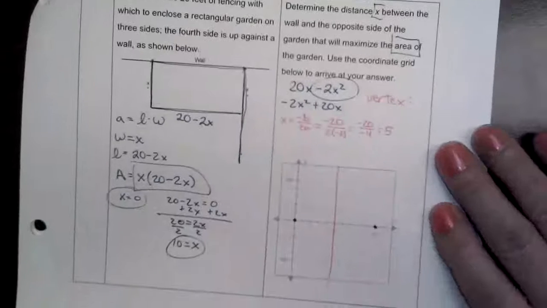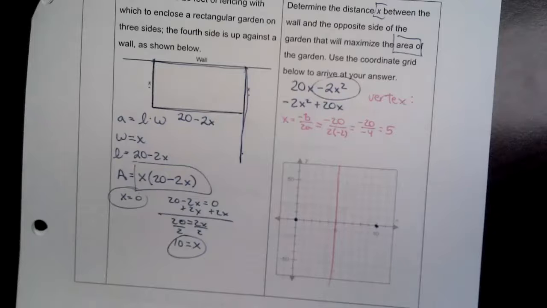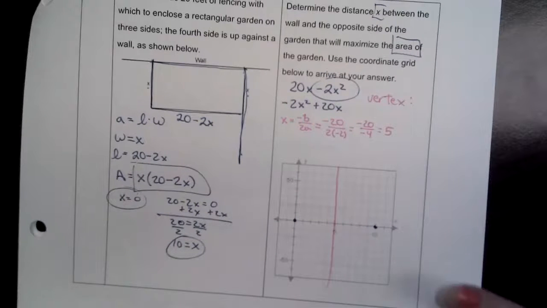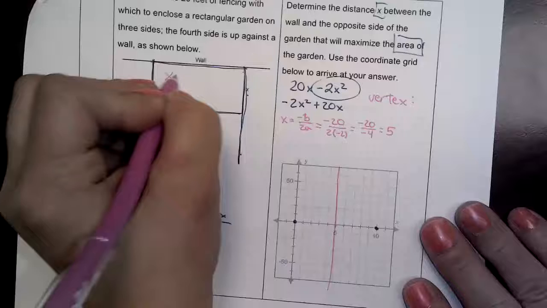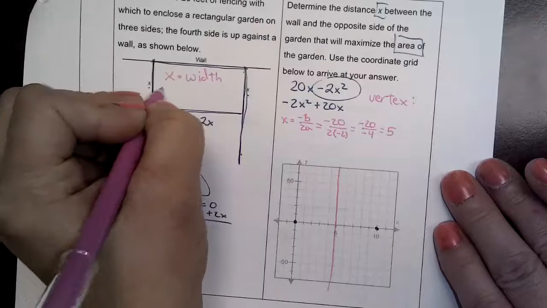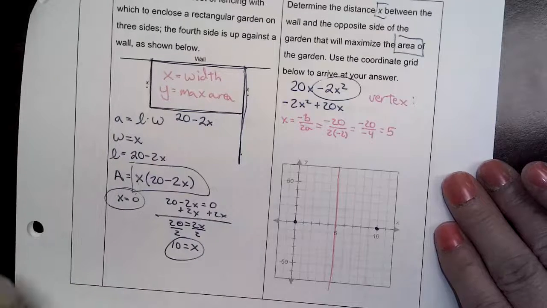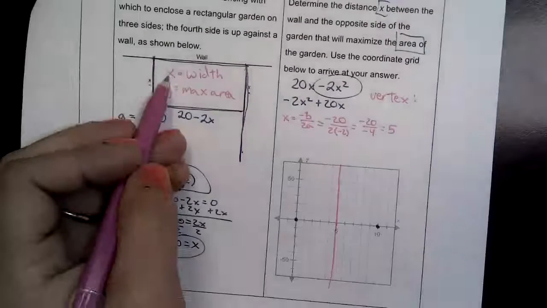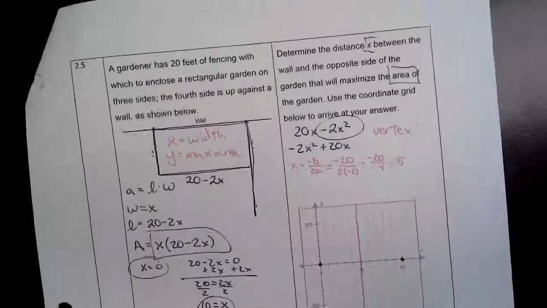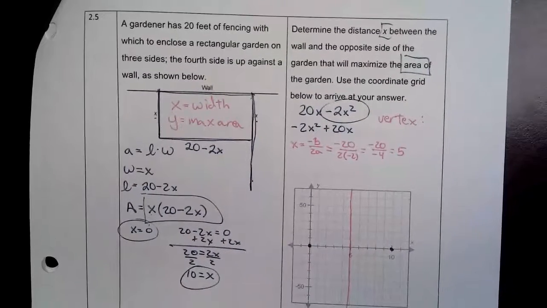Okay, and now I need to find my y value. I don't have to find my y value because I've already got my x, but I'm going to go ahead and find what my maximum area is going to be. So x is my width, right? And then y is my maximum area that I can make this garden. So this is a very common problem that you might actually have to use in real life. You might not have to, but it is used in real life.